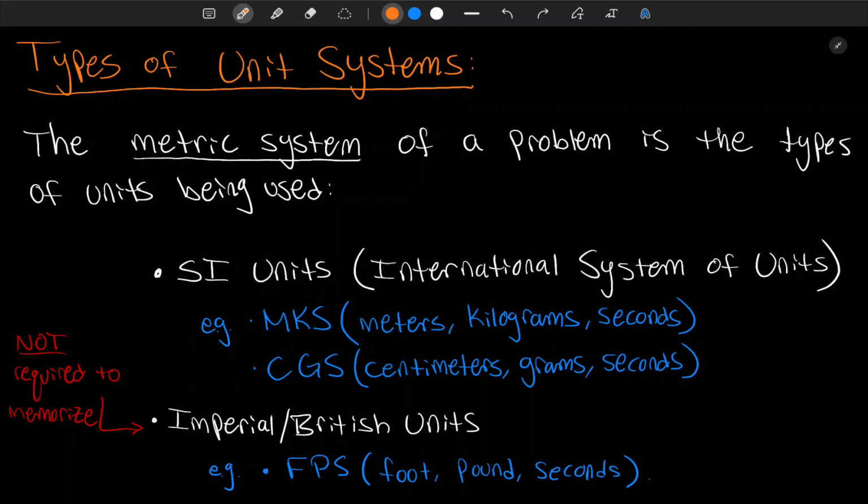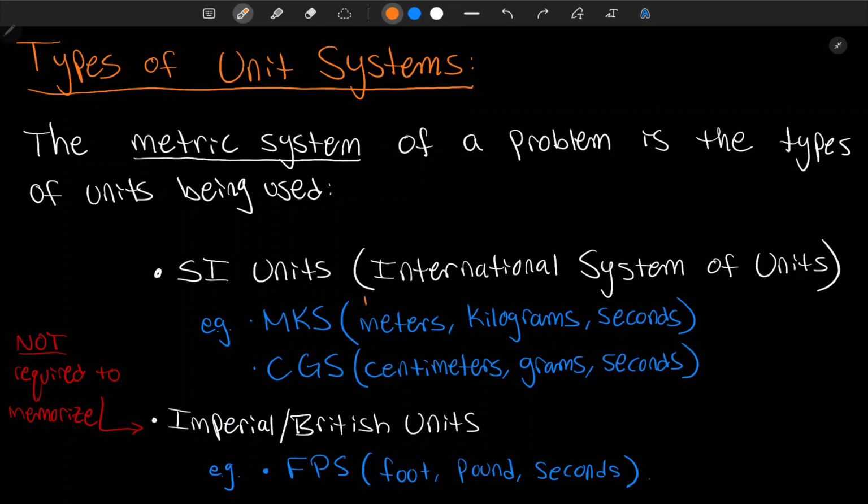For example, the most generic type of unit system is called the metric system. So every unit system is a metric system, and this is just the type of units being used. So above we saw SI units, or the International System of Units. And examples of these are the MKS or CGS formulations. So MKS means that we're using meters for length, kilograms for mass, and seconds for time.